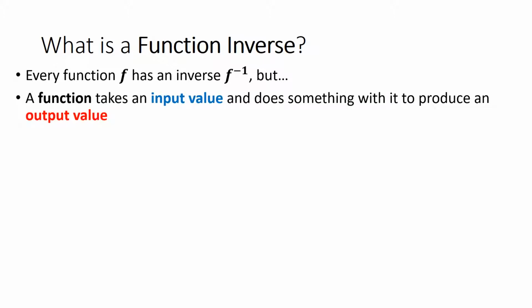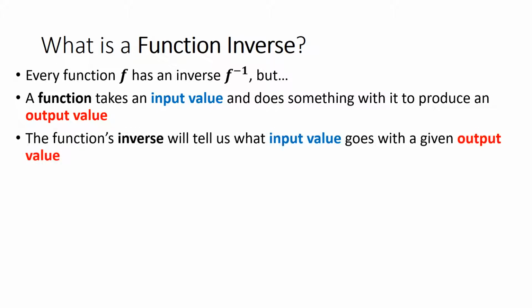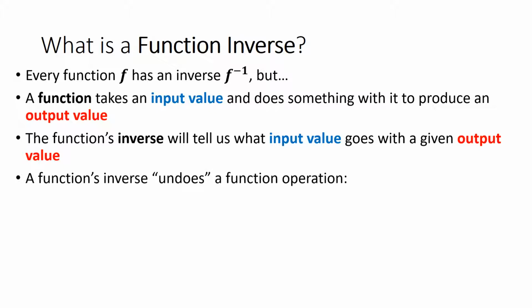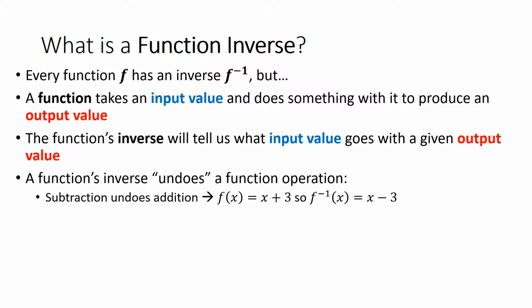Now, a function takes an input value, does something with it, and produces an output value. The function's inverse, therefore, is going to tell us what input value goes with a given output value. So in other words, a function's inverse undoes a function operation. For example, subtraction undoes addition. So if I have f of x equals x plus 3, then the inverse, f inverse of x, is going to be x minus 3.